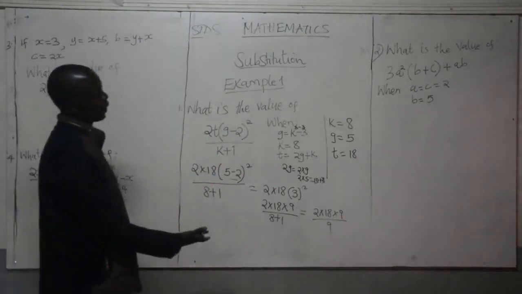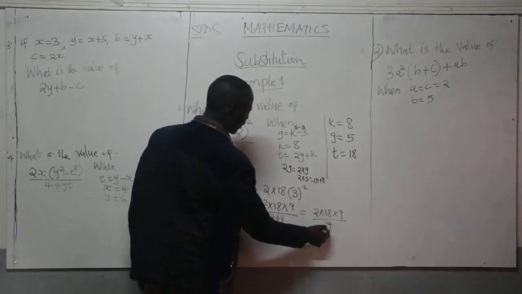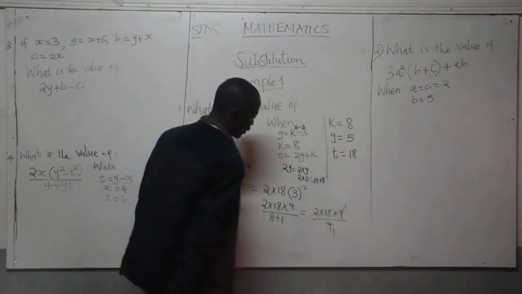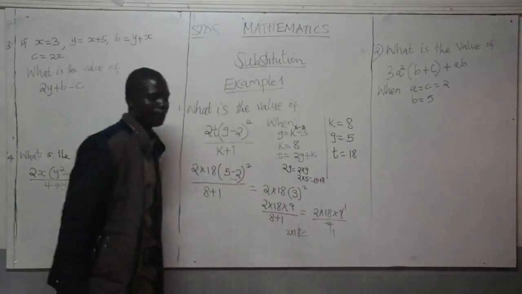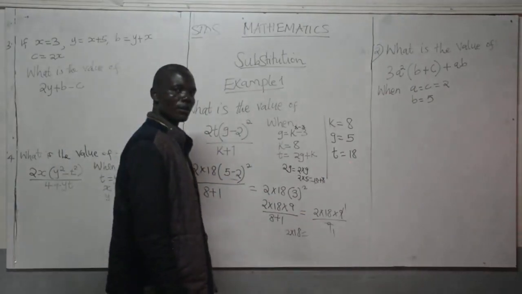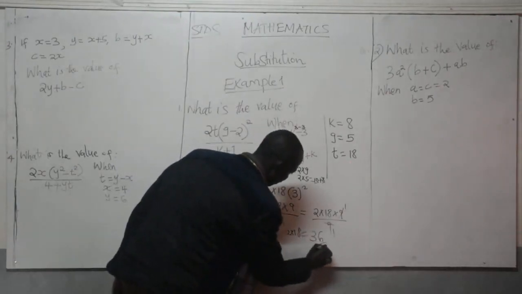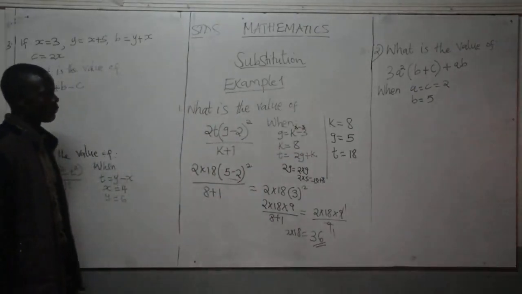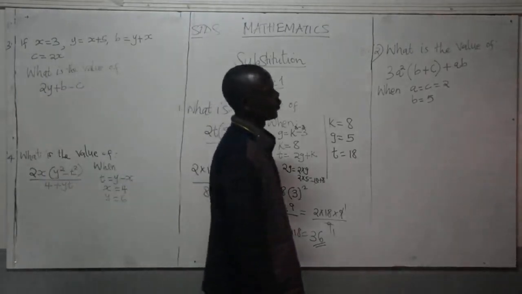Now from here we can just simplify and say 9 goes into 9, 1. So that we have 2 times 18 to give us what? Can you multiply 2 times 18? Good. 2 times 18 gives us 36. So in this case, that 36 is the correct answer. Let's look at example number 2.